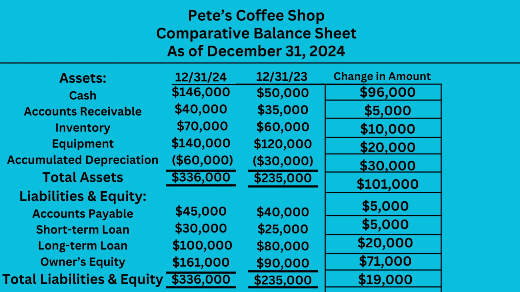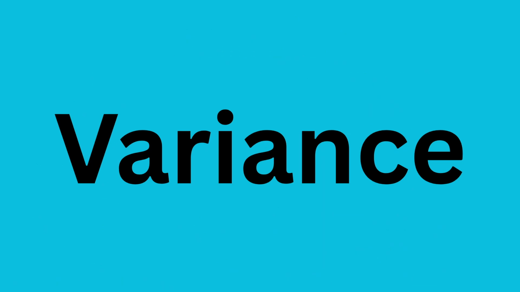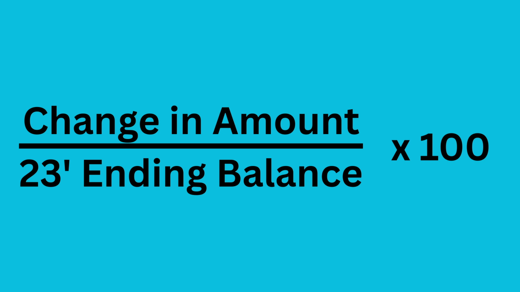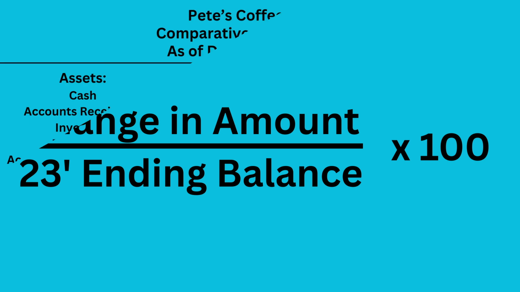Great. Now we need a good way to compare the changes in the amount of each account to each other. Since every account had different starting and ending values, calculating the variance or percent change will allow us to confidently compare. To do this, we will take the change in amount divided by the 2023 ending balance and multiply that by 100 to turn it into a percentage.